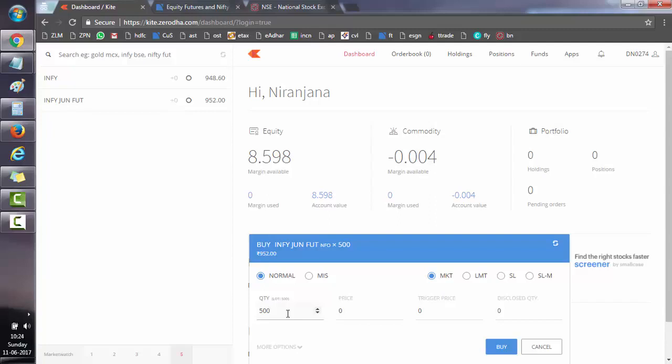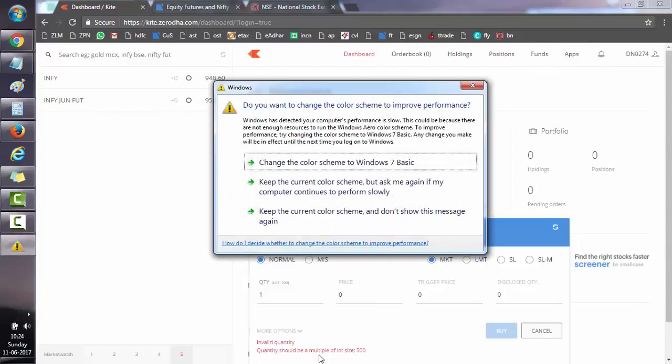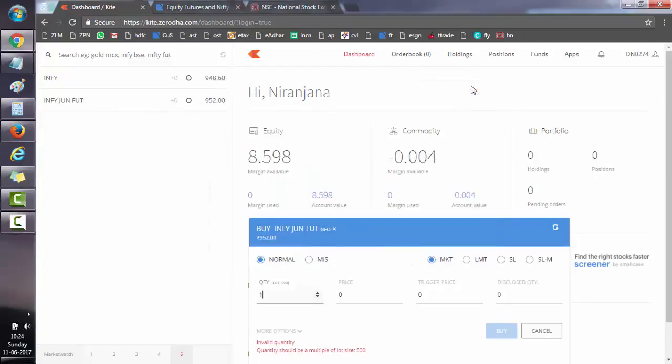Whereas if I try to change it to say 501, it says quantity is invalid, or quantity should be a multiple of the lot size of 500. Okay, so let me check if I can buy one. No, you cannot, because the lot size is 500. So make sure you're understanding this concept.